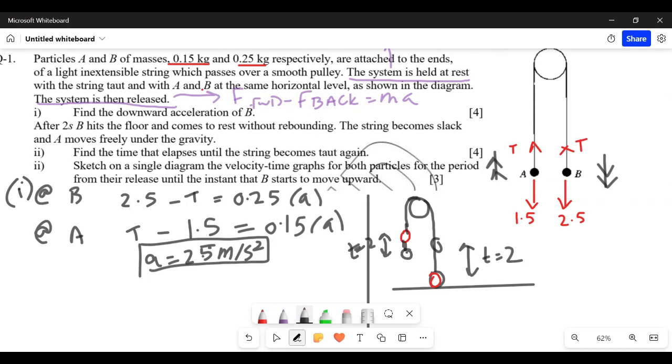After 2 seconds, B hits the floor, comes to rest without rebounding. The string slacks. So now the string will slack and it will further be pulled up. The particle will come somewhere here.